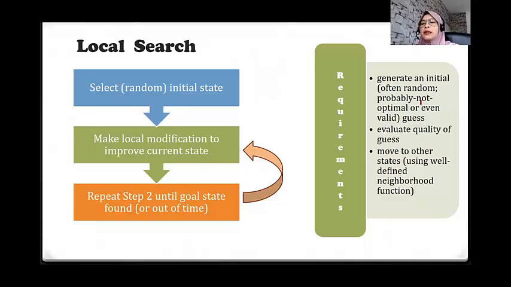The requirement for local search is that we must have an initial solution, regardless of the method used to generate it. The local search starts given an initial solution. The initial solution is often randomly generated, or even valid, or sometimes it's just randomly generated without guaranteed feasibility. You can start with an infeasible solution. Then we evaluate the quality of the new solution, and move to another state using a well-defined neighborhood function. These are the requirements to apply local search.